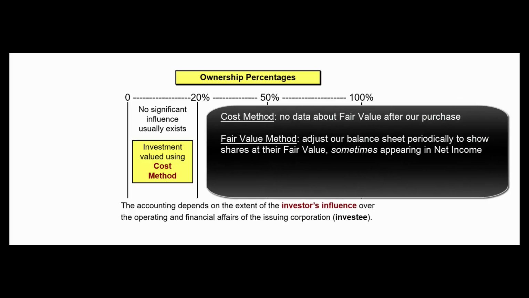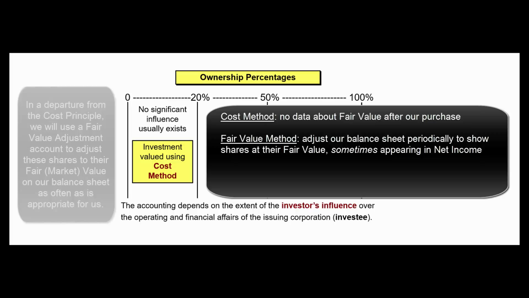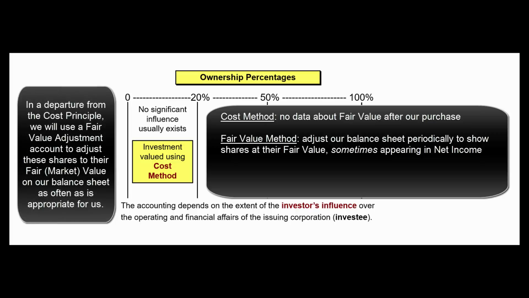Okay, so we're going to designate these stocks as either trading securities or available for sale securities. Then we're going to, quote, mark them to market, close quotes. In other words, we're going to adjust them on our balance sheet to reflect their fair value. Maybe we'll do it every day, maybe we'll do it every month, maybe every quarter. It depends on the size of our company and the size of our portfolio of stocks.